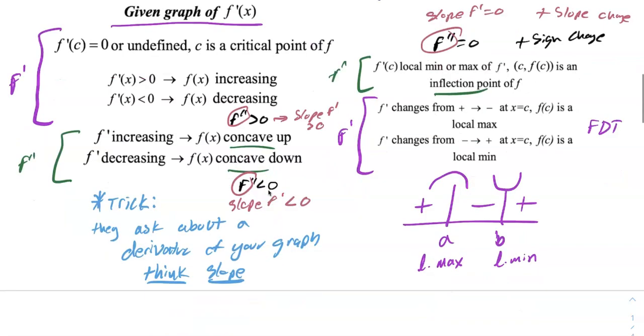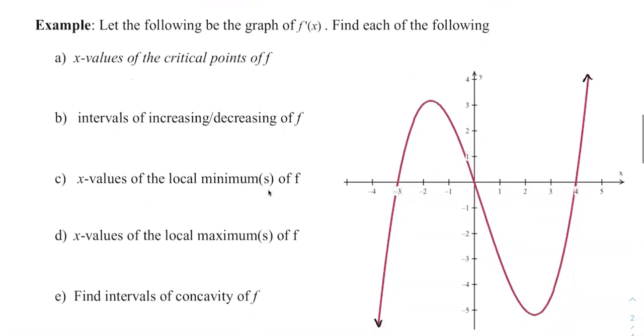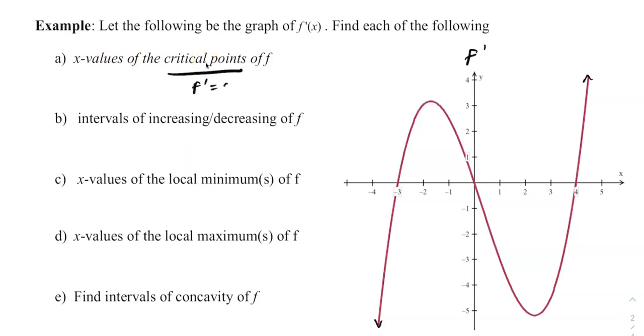Okay, let's do an example. So in this case, we have the first derivative. We have to answer some questions about the first derivative. So number 1, x values that are critical points. So you just go, okay, what's that definition? That's where the derivative equals 0 or undefined.